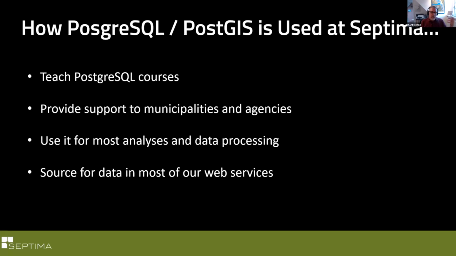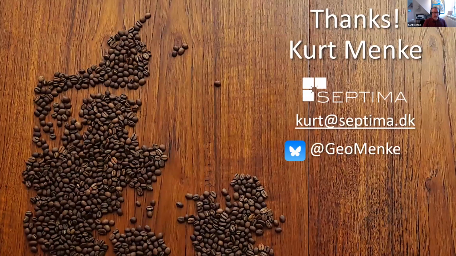So that is just a brief primer on what's going on in Denmark and just how widely accepted and used PostGIS and open source in general are in this country. I'll just conclude with my coffee bean map of Denmark. And I know this was a shorter talk, so I'm happy to answer any questions.